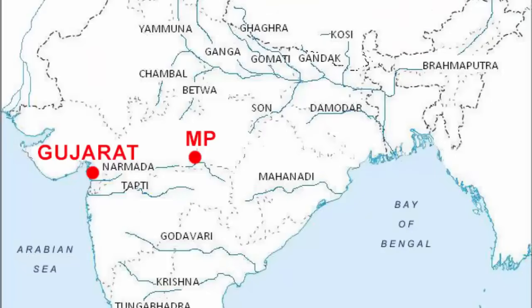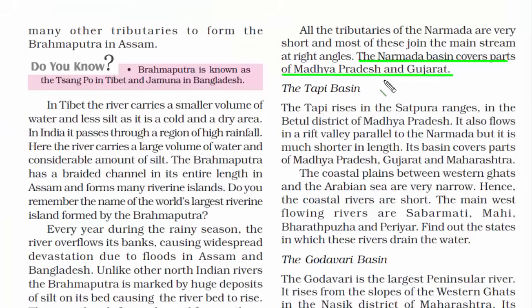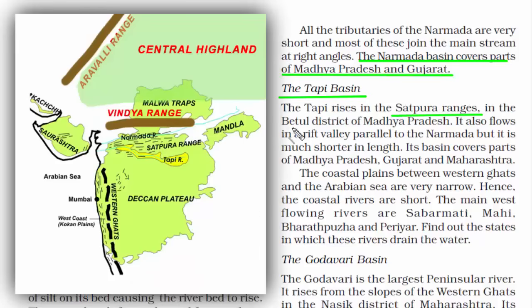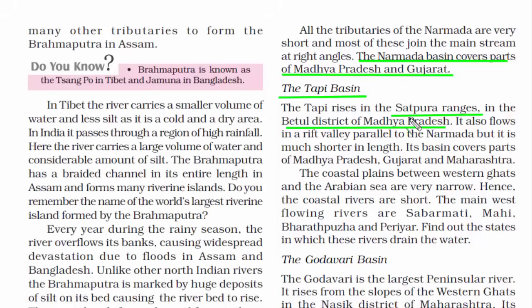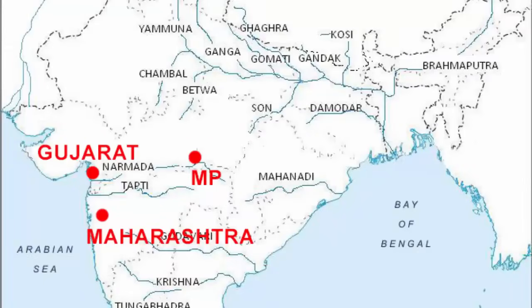And just remember that the Narmada Basin covers parts of Madhya Pradesh and Gujarat. Now we'll read a little about the Tapi Basin. The river Tapi rises in the Satpura range, which is in Madhya Pradesh, and to be more specific, in Betul district. And this river flows parallel to the river Narmada, the one that we spoke about a minute back. So remember, Narmada covered Madhya Pradesh and Gujarat, but Tapi covers Madhya Pradesh, Gujarat and Maharashtra.